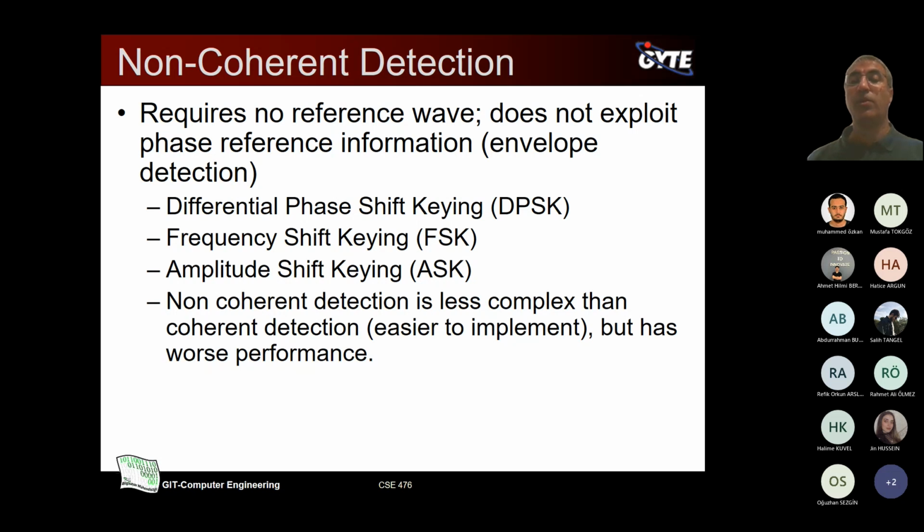So if you were to compare the non-coherent detection with coherent detection, first of all, non-coherent detection is less complex than coherent detection because you don't need to generate any kind of template signal, but it has a worse performance. So it depends on the choice of your design requirements.